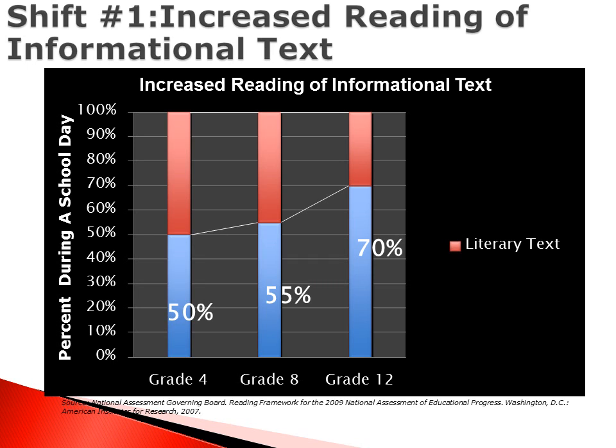Here you see a chart that shows that first shift, which is the increased reading of informational text. So if you have a 4th grade student, it's about 50-50. So half of their reading during the school day will be literature and the other half will be informational text. By the time they leave us after 12th grade, they'll be reading 70% informational text during their school day.